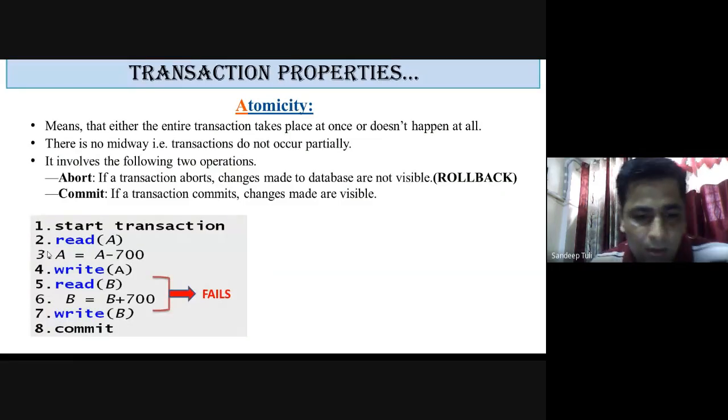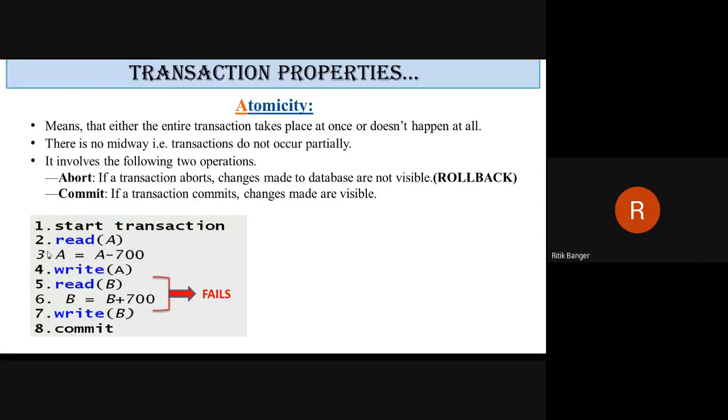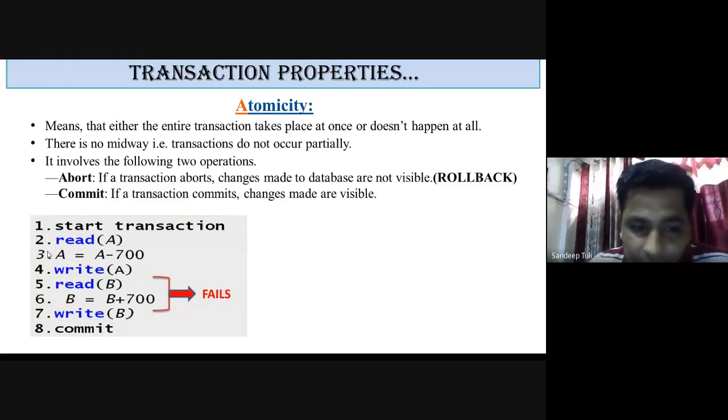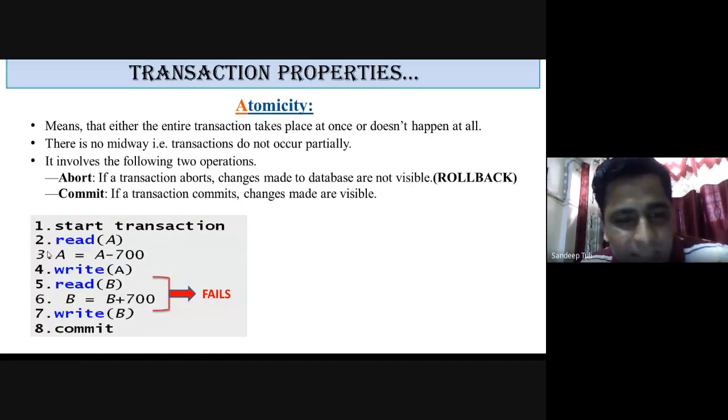Now see, suppose that after the fourth statement, the fourth statement has successfully executed. It means a has now been updated. Now in between 5, 6 or 7, somehow the system fails, say your power fails or the system crashes. Now what happens? Tell me, sir, what happens. The changes will not be visible. How will they not be visible? It depends upon you. The property says that changes will not be visible.